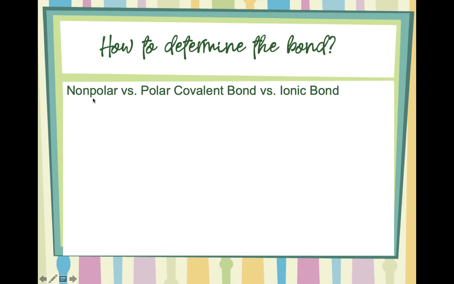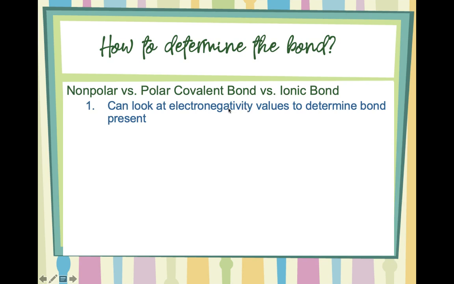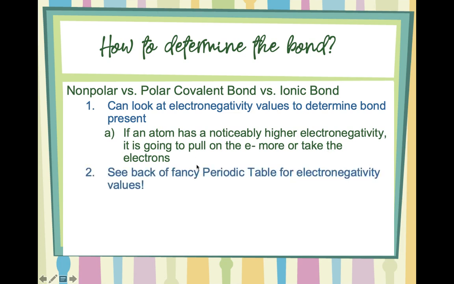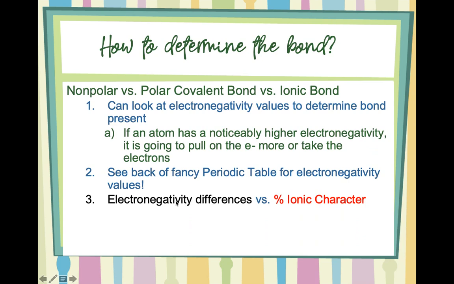Is it nonpolar, or is it polar covalent, or is it an ionic bond? So you look at electronegativity values between the elements and figure out where they start. If the atom has a much higher electronegativity value, it will pull on the electrons more, and if it's strong enough, it will actually take the electrons. You have on Schoology, or I've given it to you in person, that fancy periodic table. On the back of it are electronegativity values. The differences between the electronegativity values are shown on the top of the back of the fancy periodic table in black writing, and then the percent ionic character is in red writing.